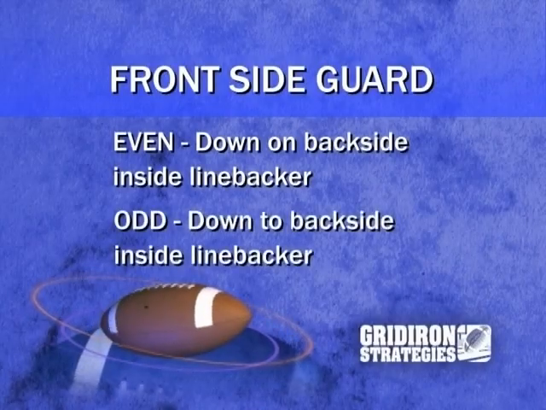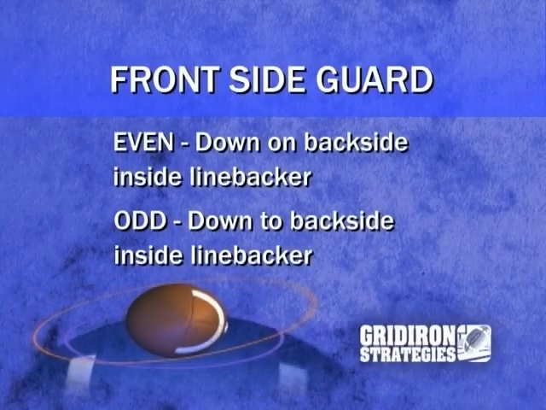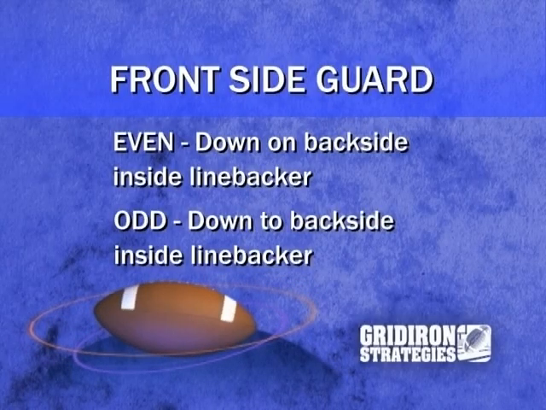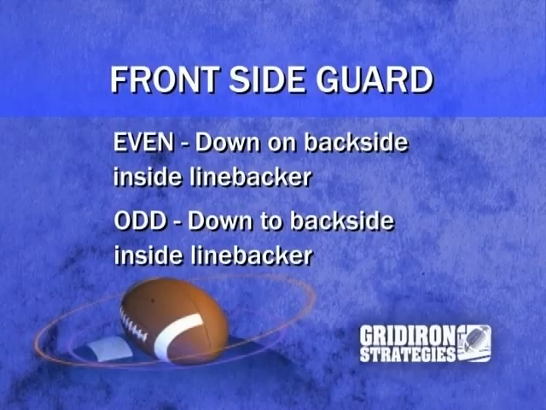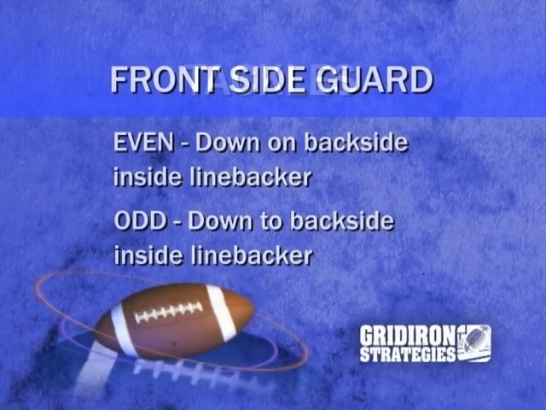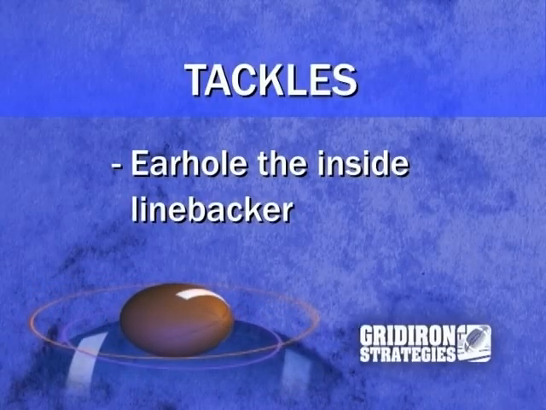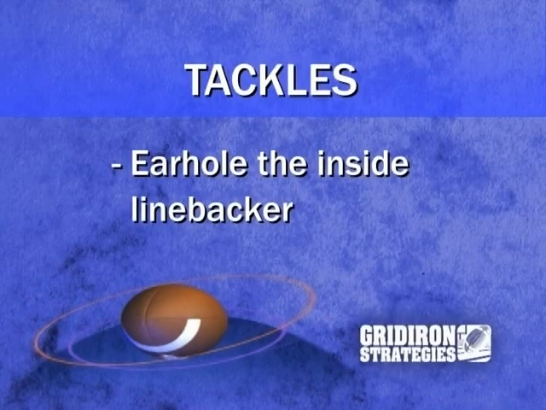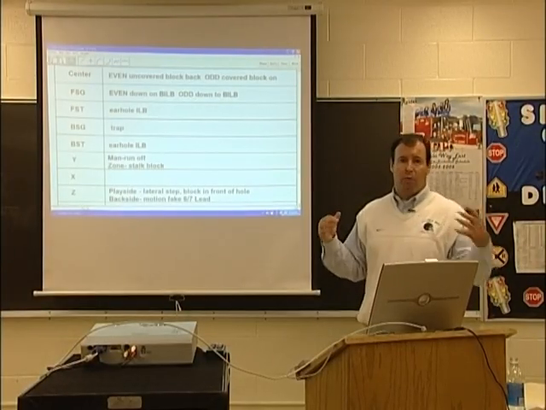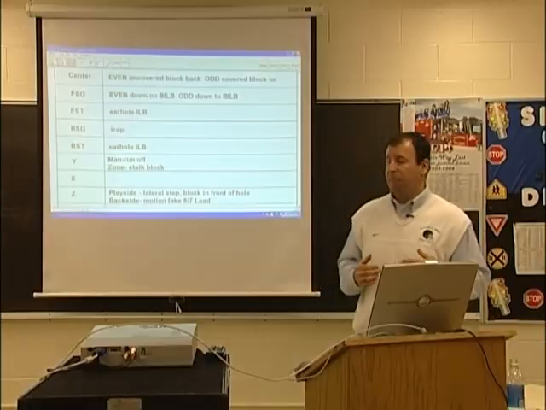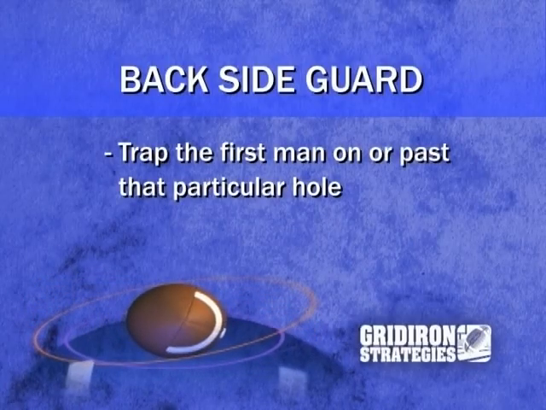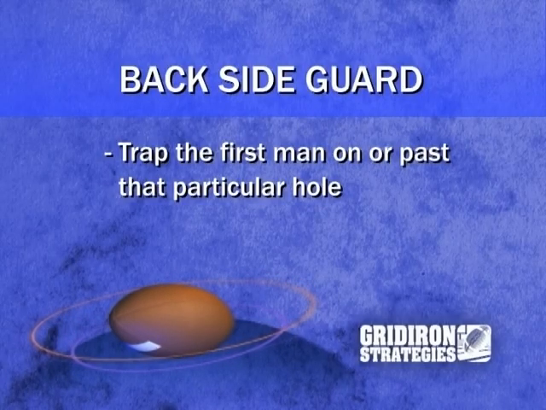Our front side guard is versus an even front, he's blocking down, if anybody's inside, to the backside inside linebacker. If it's an odd front, he's blocking down on that zero technique to the backside inside linebacker. Our front side tackle and our backside tackle are what we call ear hole blocks. We're trying to knock that linebacker out with the correct footwork, the correct steps, and working from low to high. Our backside guard is a trapper. He's going to trap the first guy on or past that particular hole.